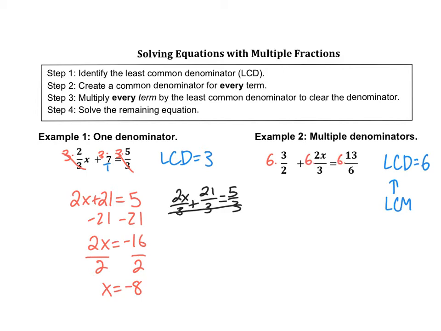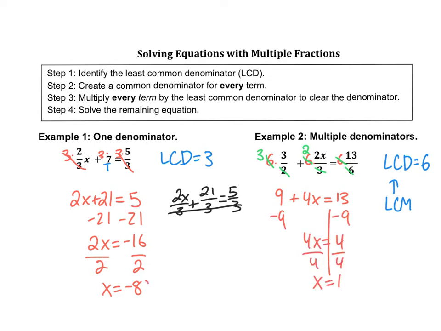Notice that now I need to do some cross-canceling here. So I would have 18 over 2. In other words, I'm left with a factor of 3 in my numerator. Here, I would cross-cancel, and I'd be left with a factor of 2 in my numerator. And here, my 6's cancel. So my next line is 9 plus 4x equals 13. And I can continue to solve from there.